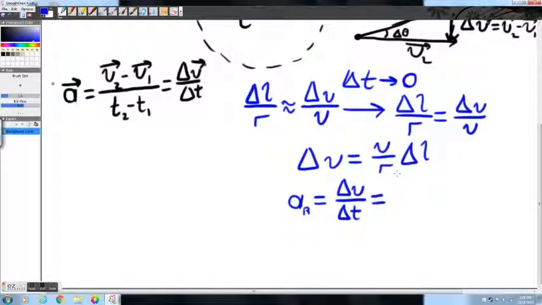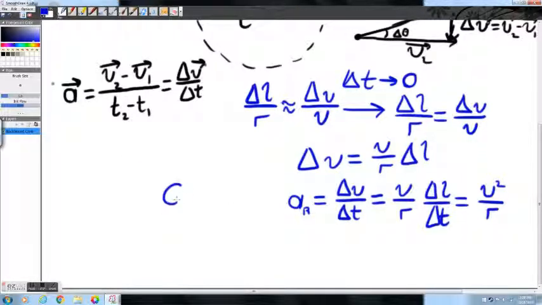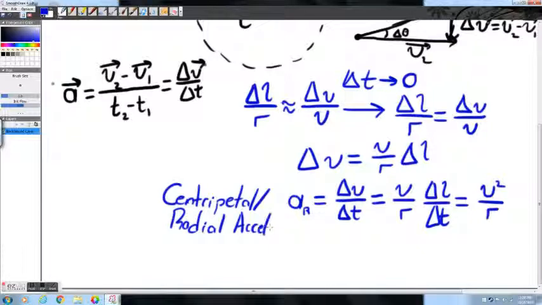So we call it radial acceleration because its direction is along the radius of the circle. And we know delta L over delta t will be v. So what we have is our formula for radial acceleration, which is also called centripetal acceleration. And that is centripetal acceleration equals v squared over r.